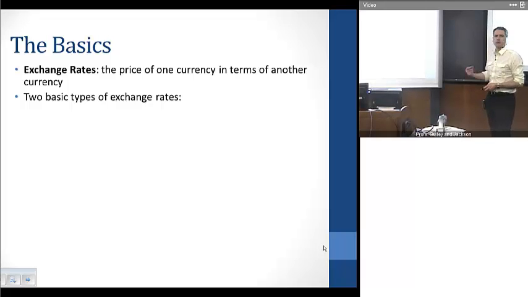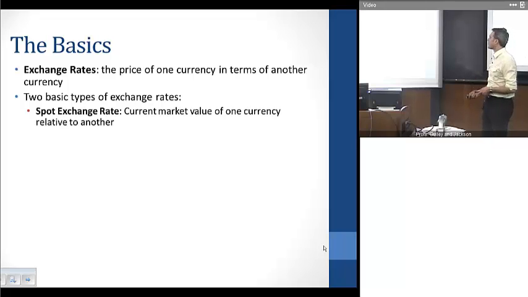Exchange rates are, in essence, the price of a currency in terms of another currency. There's two ways in which we can characterize exchange rates. The first is what's referred to as a spot exchange rate. So that is literally just the market value of one currency relative to another right now at this moment.